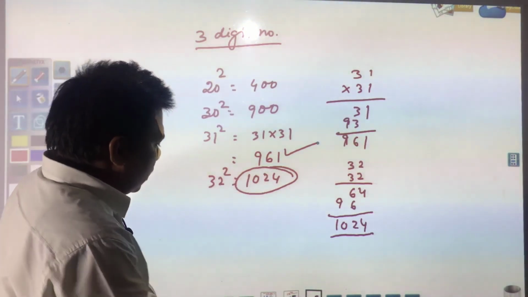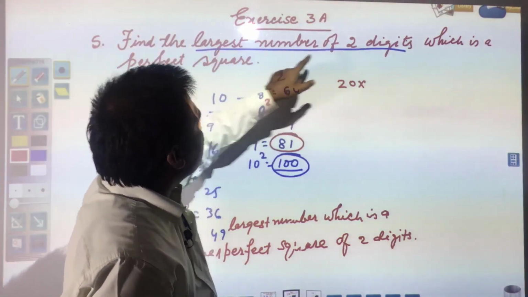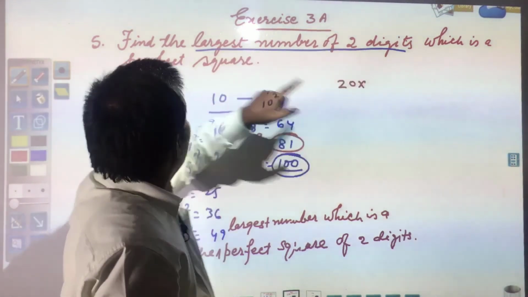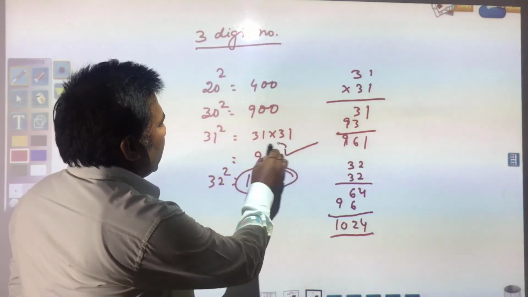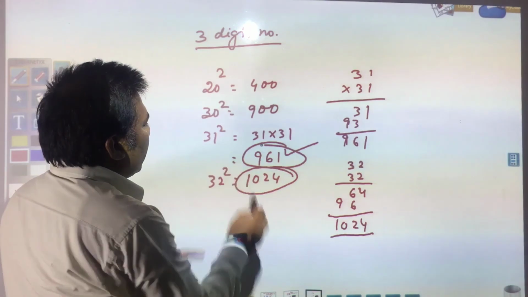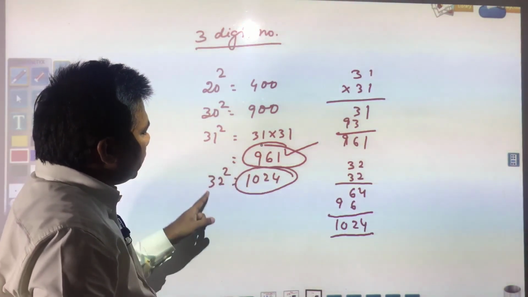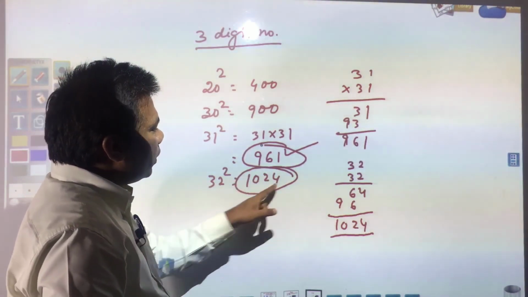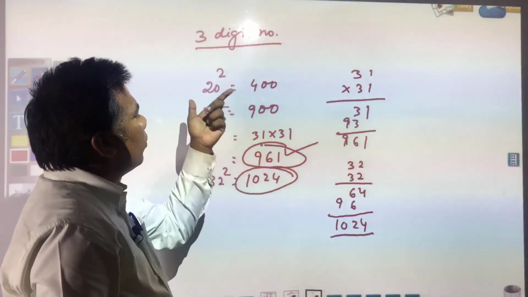It means, as you had the question here, find the largest number of 2 digits. If your question would be find the largest number of 3 digits which is a perfect square, in 3 digits the perfect square is 961, because if you are multiplying 31 and 31 you are getting 961, and just after this, the square of 32 is 1024 and that is a 4 digit number. So this will be your answer, 961 for 3 digit.